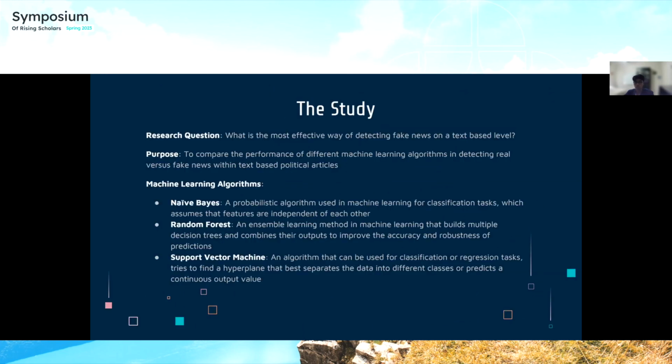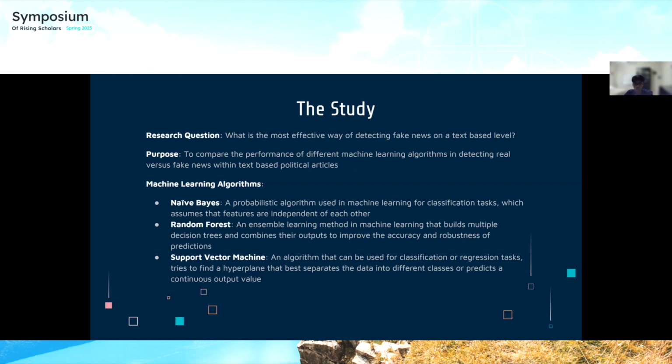So now let's move on to the study. The research question we aimed to solve was, what is the most effective way of detecting fake news on a text-based level? And our purpose was to compare the performance of different machine learning algorithms in detecting real versus fake news within text-based political articles.